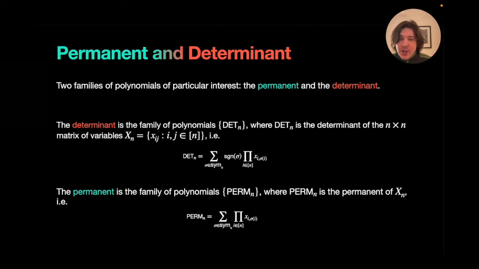In this context, perhaps the two most important functions that anyone considers are the permanent and the determinant. Valiant's conjecture, the analog of the P versus NP problem, the VP versus VNP problem, is equivalent to proving exponential lower bounds on the permanent.